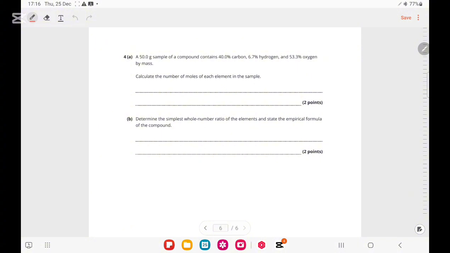So they have given us a 50-gram sample of a compound that contains 40.0% carbon, 6.7% hydrogen, and 53.3% oxygen by mass. We have to calculate the number of moles of each element in the sample. And how can we do that?